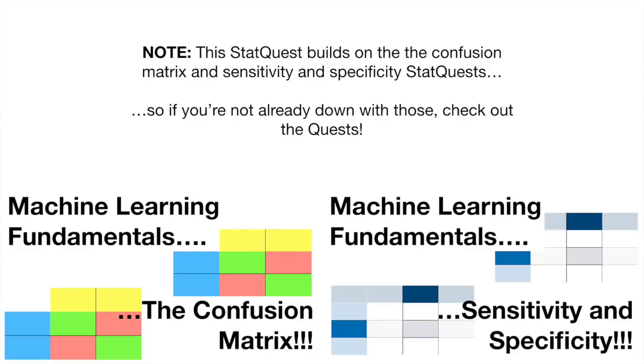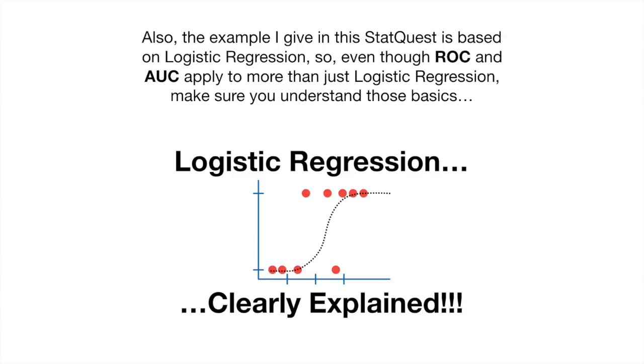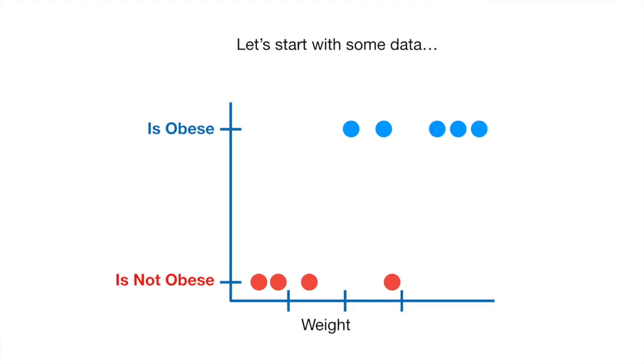Note: this StatQuest builds on the confusion matrix and sensitivity and specificity StatQuests, so if you're not already down with those, check out the quests. Also, the example I give in this StatQuest is based on logistic regression, so even though ROC and AUC apply to more than just logistic regression, make sure you understand those basics. Let's start with some data.